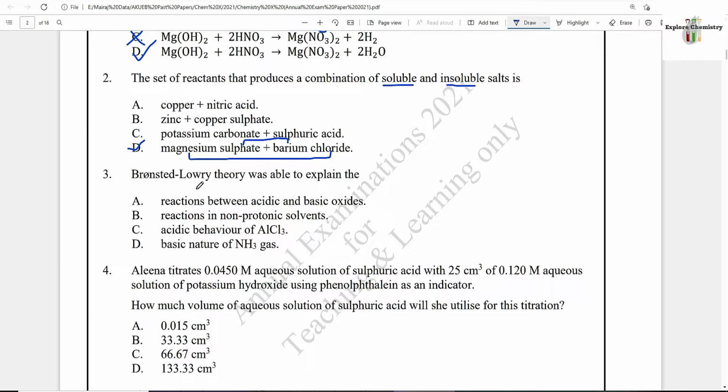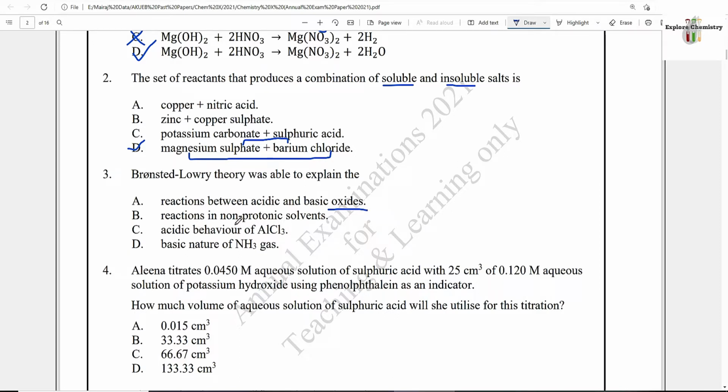Question 3 is, Bronsted-Lowry theory was able to explain the. Bronsted-Lowry theory is based on proton transfer. Proton transfer means a proton is donated by an acid and accepted by a base, so that an acid-base reaction will take place. Let's see the options. Option A says reaction between acid and basic oxides. Oxides do not have any proton, hydrogen ion. So Bronsted-Lowry theory is unable to explain this concept.